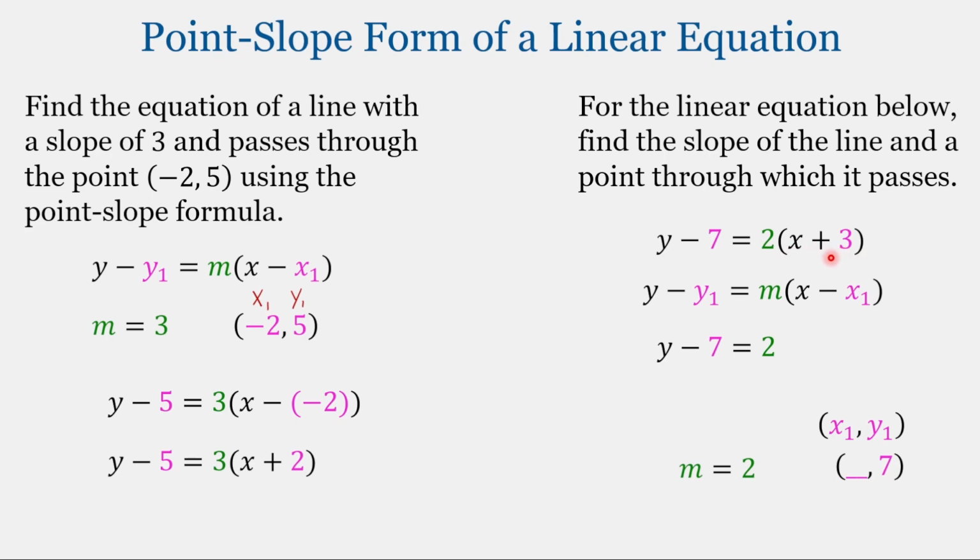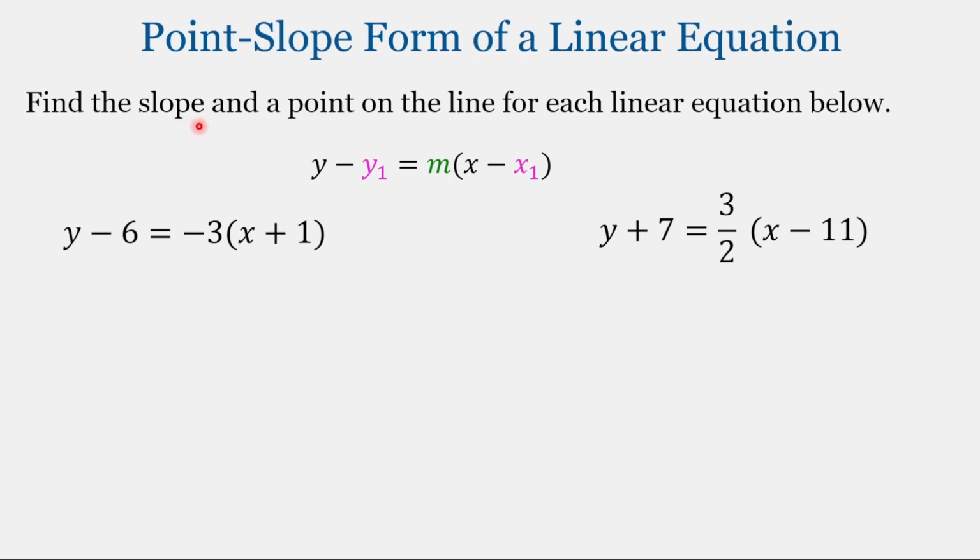But now let's look at this quantity. For the point-slope form, we have x minus the x value of that point. But in our equation, we have x plus 3. So how do we go from subtraction to addition? Well, we can go from subtraction to addition when we subtract a negative. So in this case, we have x minus -3. X minus -3 becomes x plus 3 when we simplify. So therefore, the x value for this point is -3. So this line passes through the point -3, 7. And we have now found both the slope of the line and a point through which it passes.